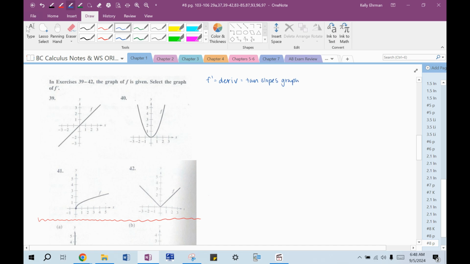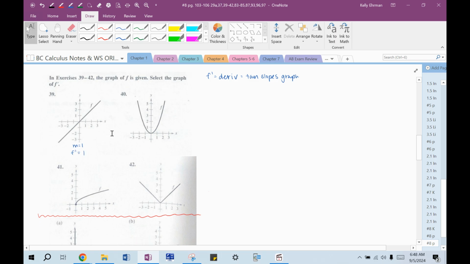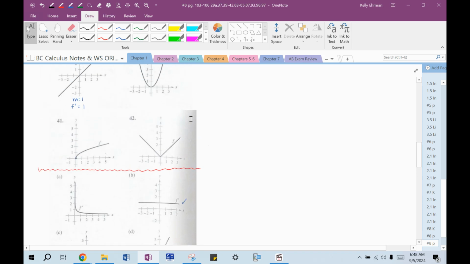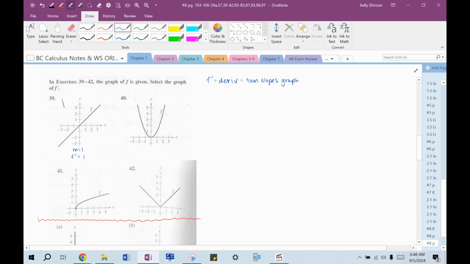So when I do these, I think of it like this. What is the tangent slope? Well, of a linear function, the tangent slope formula is always just going to be whatever that slope is. If this slope is 1, that means I should be looking for a graph where f prime is just equal to 1. So do we have a horizontal line? Yeah, right here, horizontal line at 1. So the f prime graph for number 39 has to be graph B.